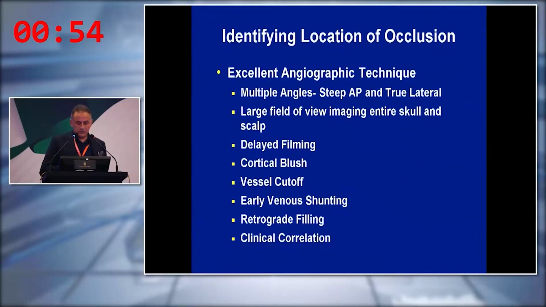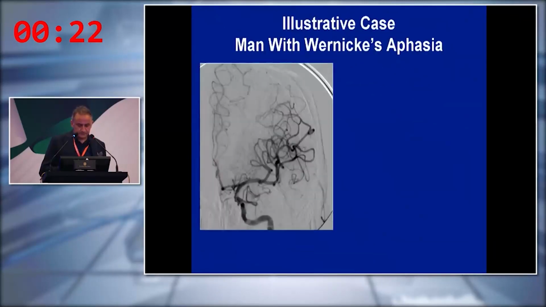Identifying locations of occlusion is important. We have to have excellent angiography technique for that. We have to have multiple angles, AP, true lateral, large field of view imaging, entire skull and scalp. Delayed filming is important. Sometimes we see the occlusion at the very end of the fluoro. Cortical blush, vessel cut off, early venous shunting, retrograde filling, clinical correlation.